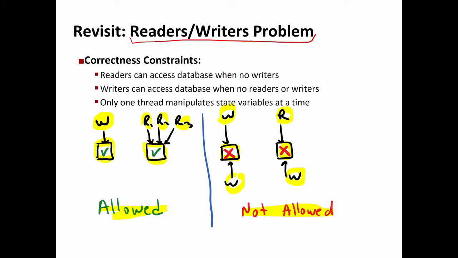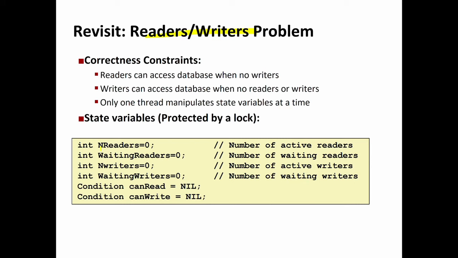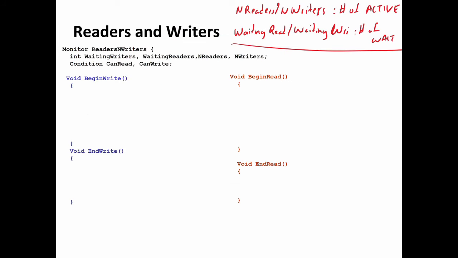Now let's see how easy things become when we solve this with monitors and condition variables. Okay, so n readers is the number of active readers in the database, and n writers, they are both initialized to 0. That's the number of active writers. Then we have waiting readers and waiting writers. These are the number of waiting writers and readers. And we have two condition variables, can read and can write. Okay, now let's see how it works.